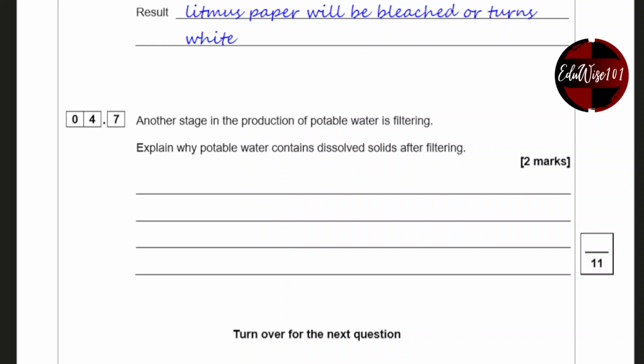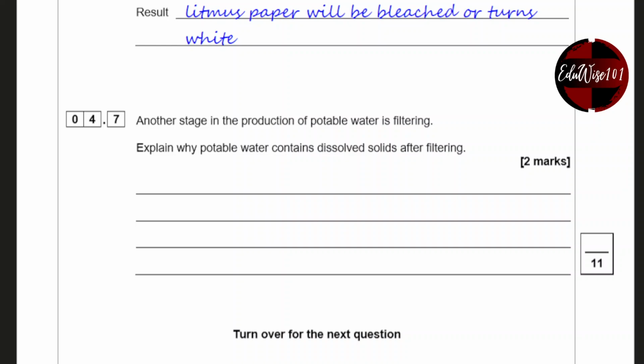Another stage in the production of potable water is filtering. Explain why potable water contains dissolved solids after filtering. Now, filtering generally removes undissolved solids. So, for example, when you have salt water with sand, when you filter it, the sand is not dissolved, so you can filter out the sand because that's a solid. The dissolved salts will pass through the filter paper because once they are dissolved in the liquid, they're far too small to be stopped by the filter paper.